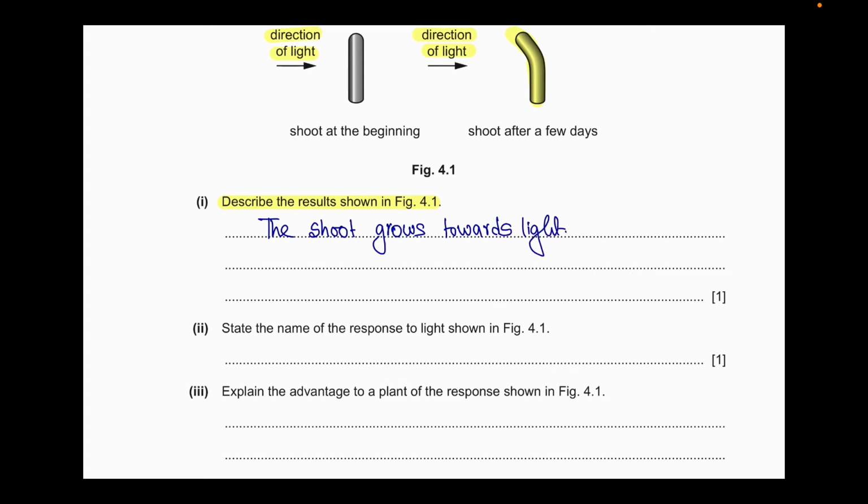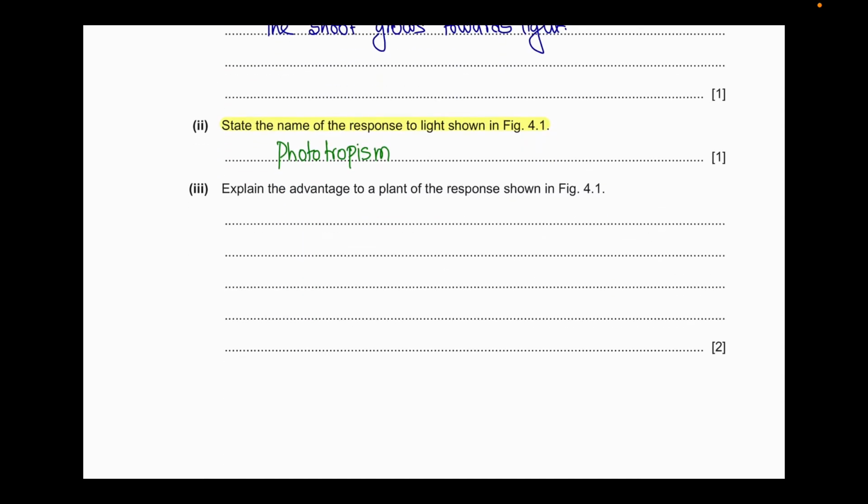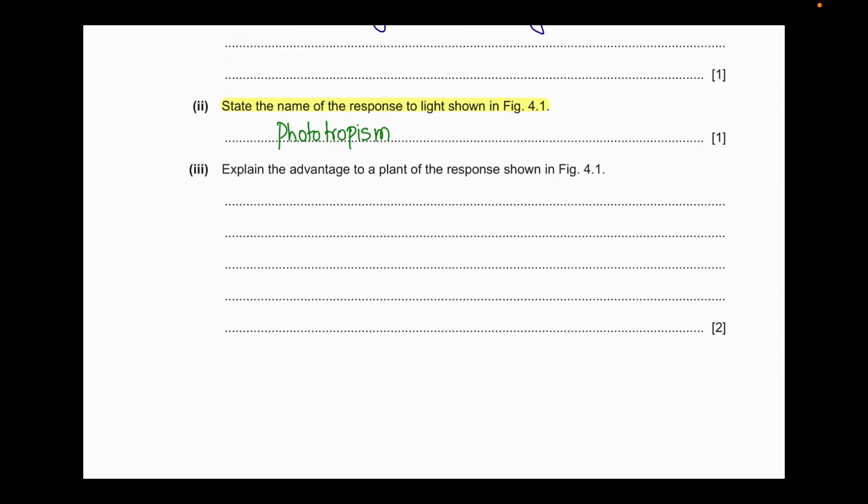State the name of the response to the light shown in figure 4.1. So the response shown to the light in figure 4.1 is phototropism. Plants shoot grows towards the light. Explain the advantage to a plant of the response shown in figure 4.1. Well, if a plant grows towards the light, the plant gets more light, and light is needed for photosynthesis to produce food.